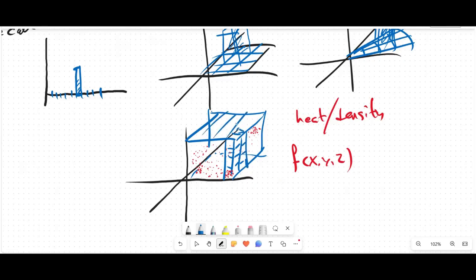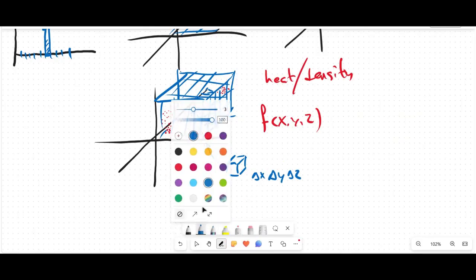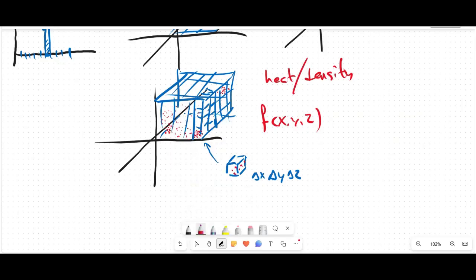and so forth and so on. And we're going to take one little cube, like that one right there, and it's going to have three sides. I hope no one is surprised that the three sides will be delta x, delta y, and delta z, little changes in those three guys. And then the density will be roughly uniform in that little region. And so we'll multiply by the function evaluated at some x_i, y_j, z_k.